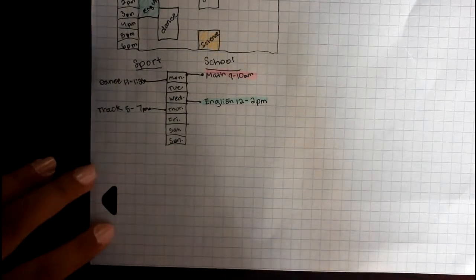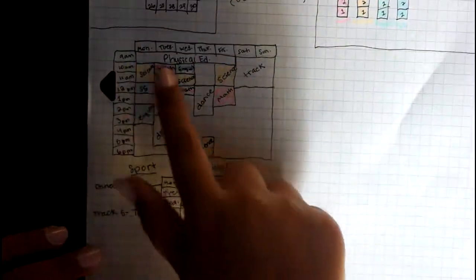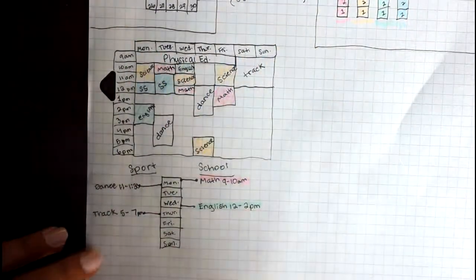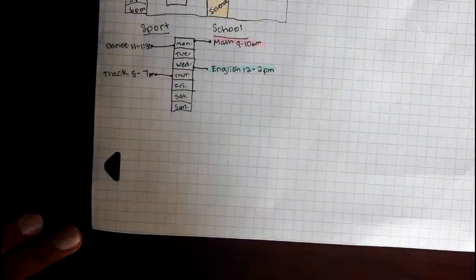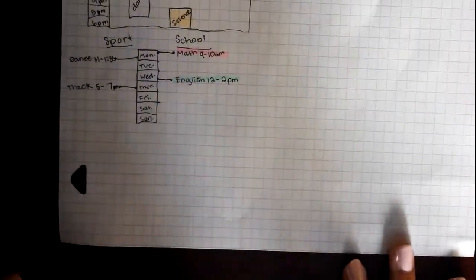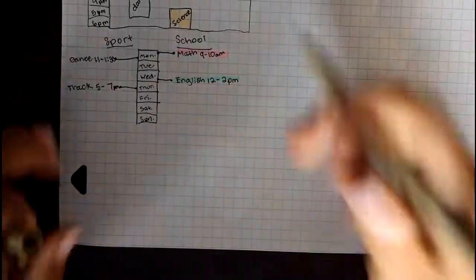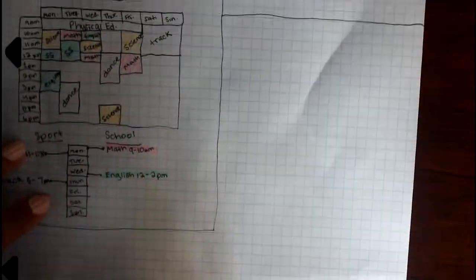I also decided to make it school and sports. You could divide them if you want, you don't need to, but I just wanted to do that, so yeah. You could also divide it by school and personal, or work and school, or whatever works for you.